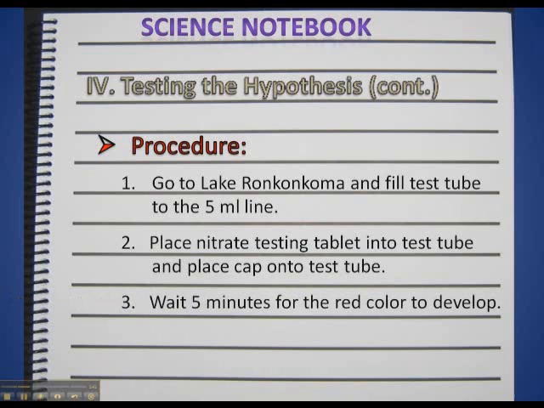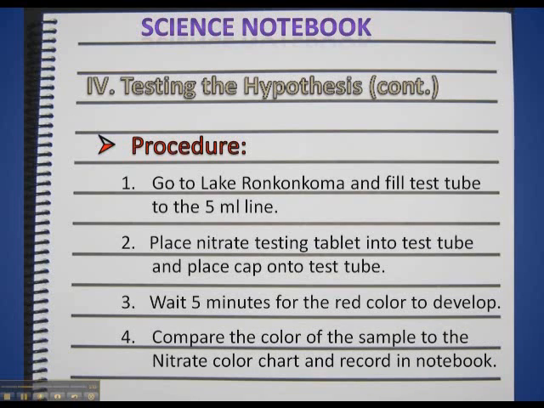Thirdly, we have to wait 5 minutes for the red color to develop. If no red color develops, that means we have a very low nitrate level. Fourthly, we have to compare the color of the sample to the nitrate color chart and make a record of it inside our notebook. And lastly, we have to repeat the procedures for all the water sources. Whatever we do at Lake Ronkonkoma, we'll be doing at Blydenburg Lake and then at Specs Pond.